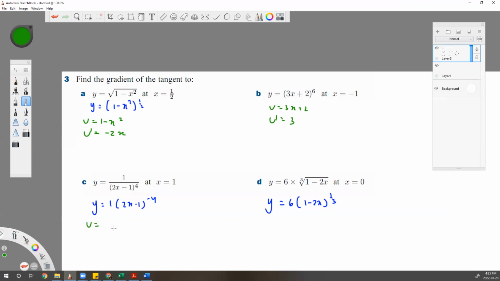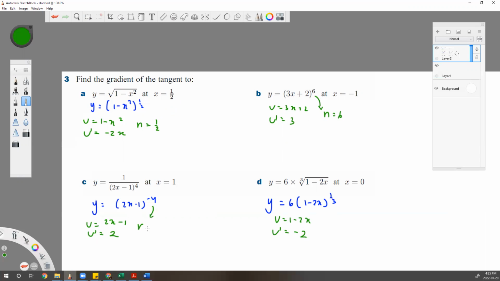So we do it super slowly. I just erase the 1 because 1 times anything is 1. 2x minus 1. The u accent is 2. U is 1 minus 2x. The u accent is -2, the derivative of the u. And n equals half. Not this one. This is totally wrong. It looks the same, but no. And n equals 6.